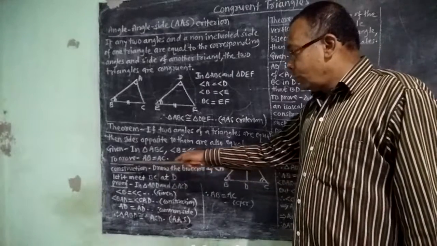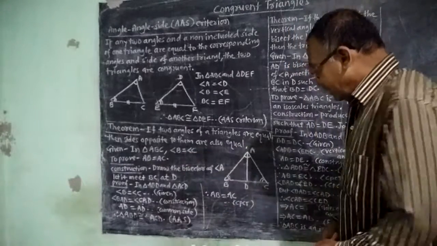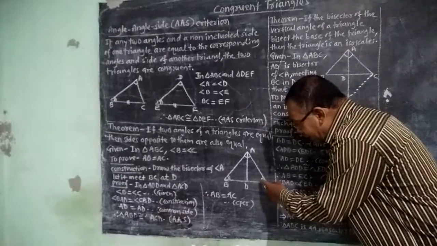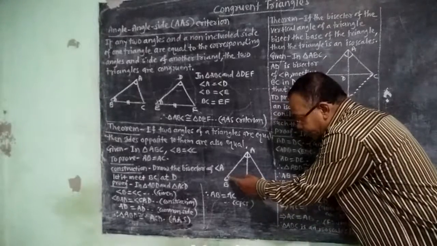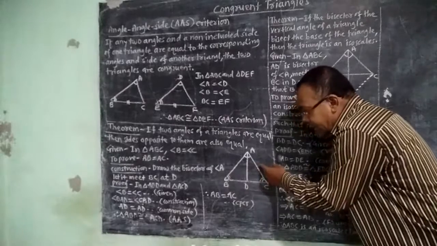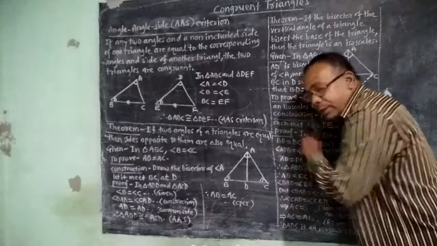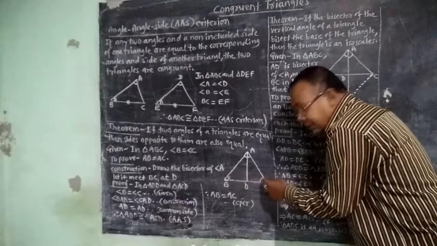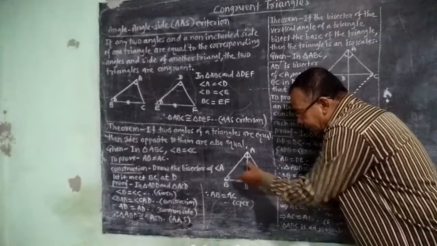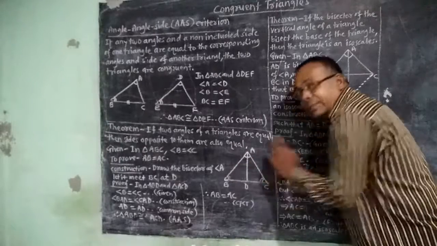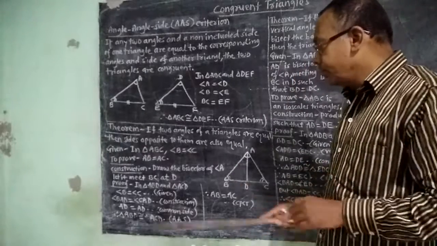Now to prove, we have to prove that the side opposite to angle C is AB and the side opposite to angle B is AC, meaning AB equal to AC. If angle B and angle C are equal, then the sides opposite to both the angles, that is AB and AC, both the sides are equal, and we have to prove this.